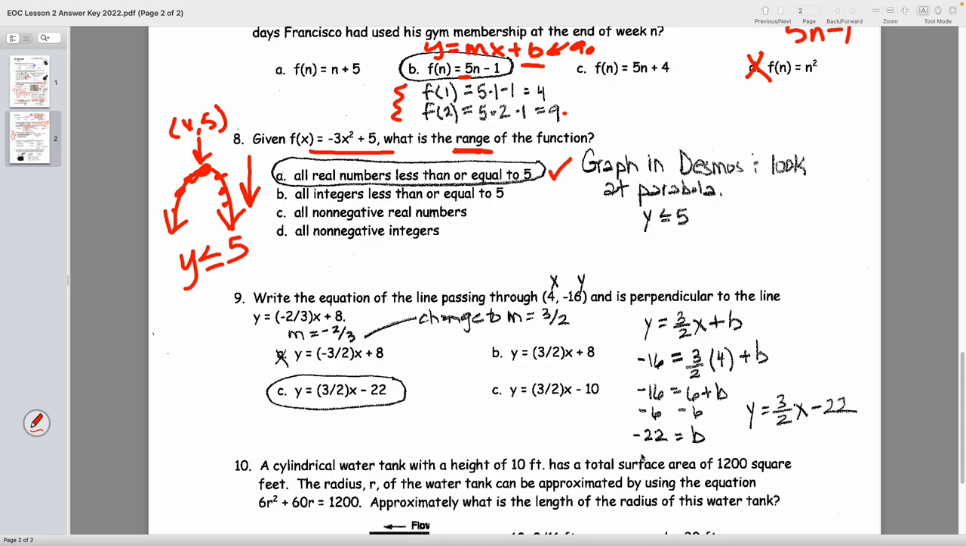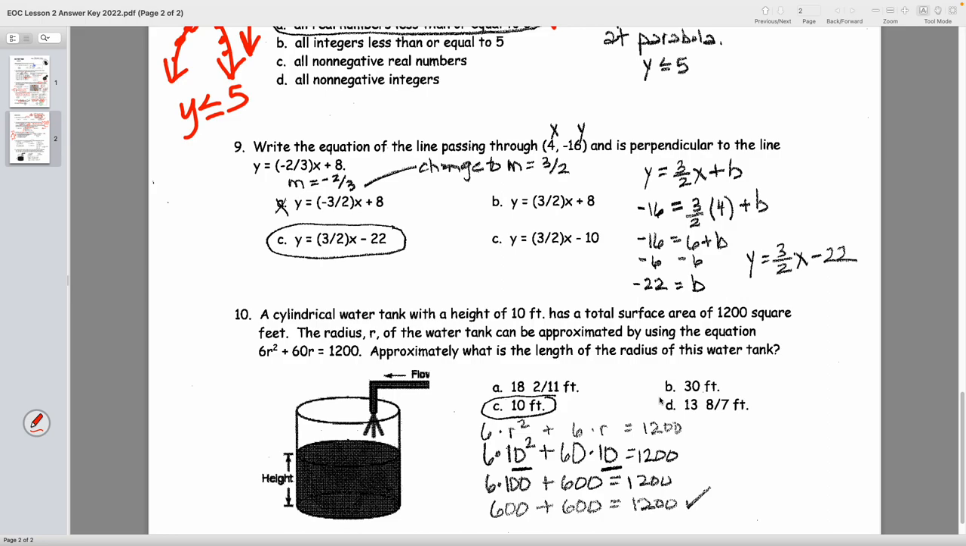Okay. Number 9, write the equation of a line that passes through (4, negative 16) and is perpendicular to negative 2/3 x plus 8. Well, they were nice because the original equation is already in mx plus b form. So I know that the given slope is negative 2/3. So if my line is perpendicular, I want the opposite reciprocal slope of positive 3/2. So I could just go and find my choice that has a slope of positive 3/2. Oh, but there's three choices. A doesn't. But this one has 3/2, this one has 3/2, and so does this one.